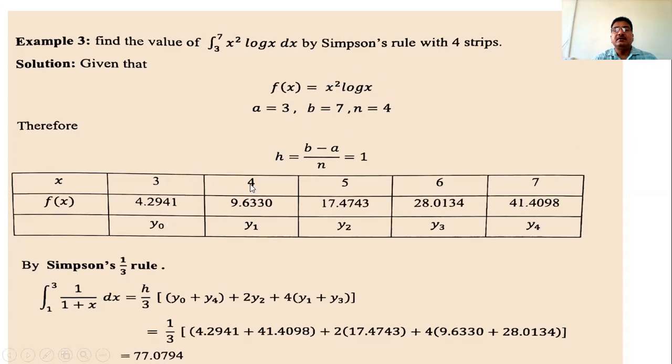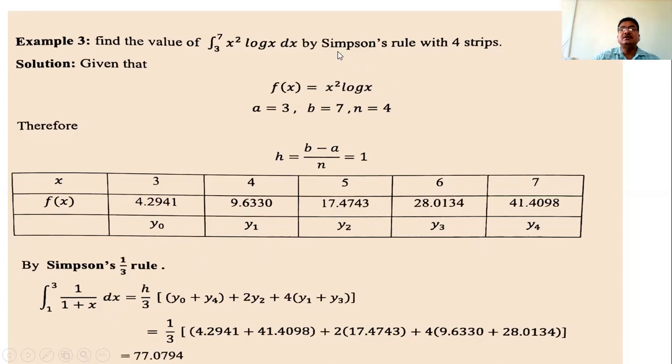Similarly, find the value of f(x) or y at 4, that is, substitute x is equal to 4, then x is equal to 5, 6 and 7, and these are the values. And these values are what? The values of y, starting from y0, y1, y2, y3, y4. Don't start from the notation y1; start from y0. And then apply Simpson's 1/3 rule.